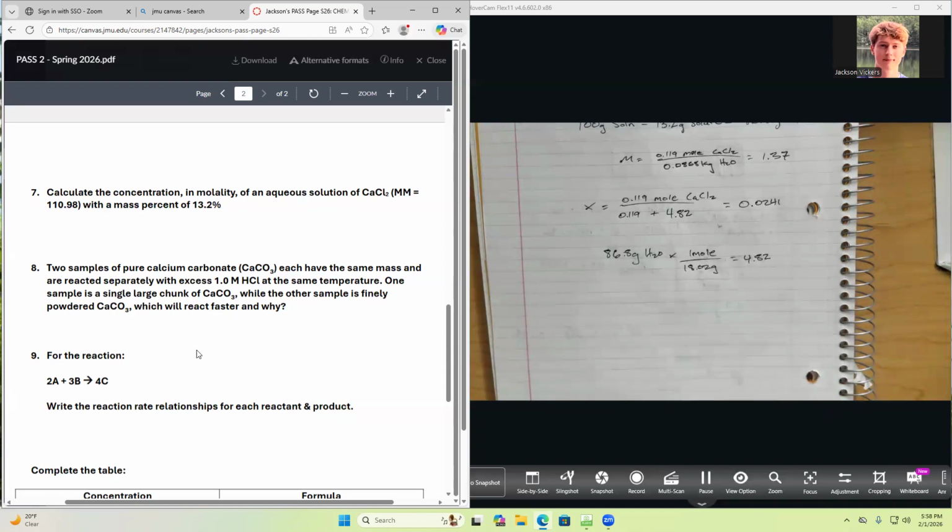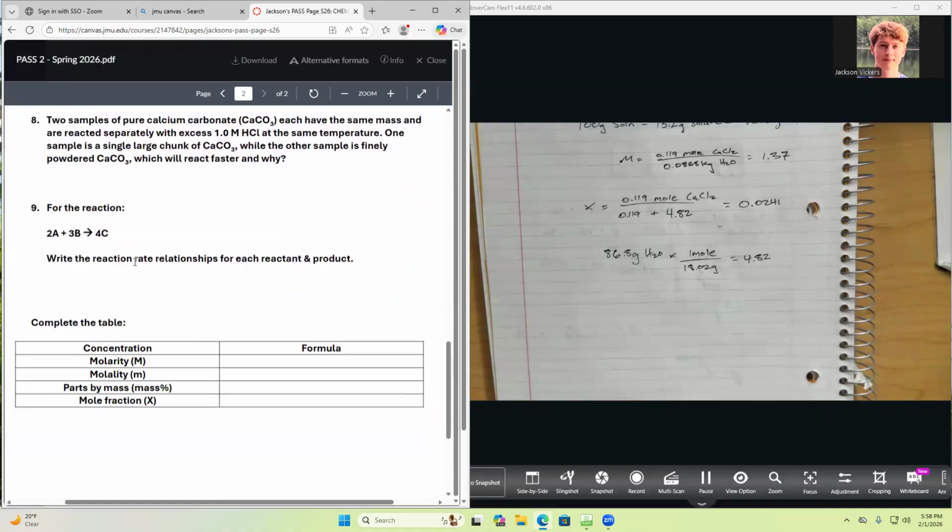All right, next one. I think this is the last thing I have. I wrote a reaction as 2A plus 3B going to form 4C, and I'm asking what would be the reaction rate for the reactants and products. So you kind of learned a new way of talking about rates on Friday, I believe. So using those coefficients, spend a minute or two writing out what those would look like.